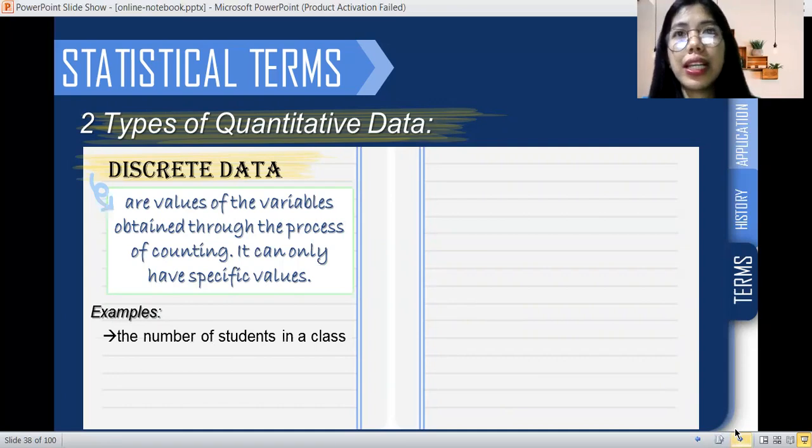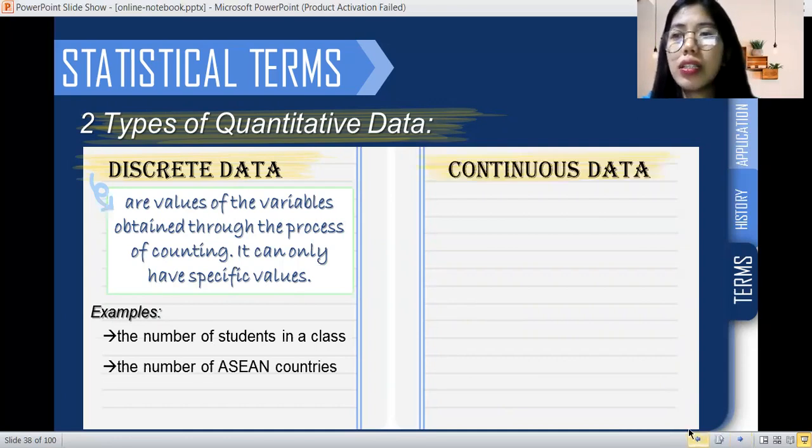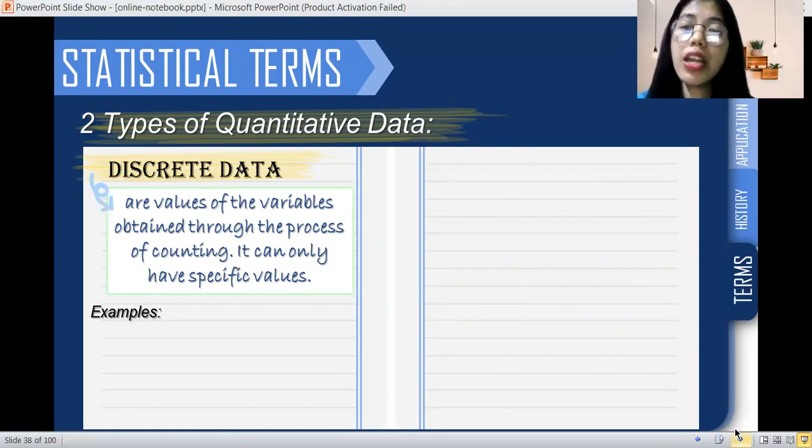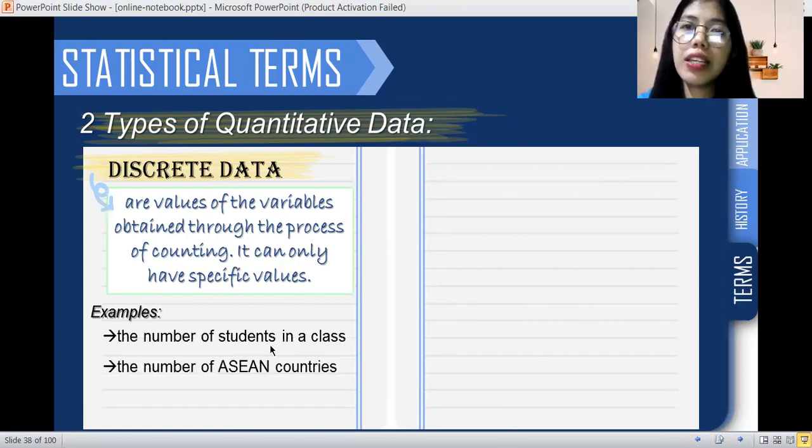Example, the number of students in a class, and the number of ASEAN countries. First, the number of students in a class. Bakit natin sinasabi na discrete? Dahil this is a result of counting. Nabibilang natin kung ilan yung number ng mga estudyante sa ating klase. It can only have specific values, meaning to say, sa discrete data, we are just talking about counting numbers or yung mga whole numbers lang. So, hindi naman natin masasabi na yung number of students natin in a class is 2.5, mga ganyan.